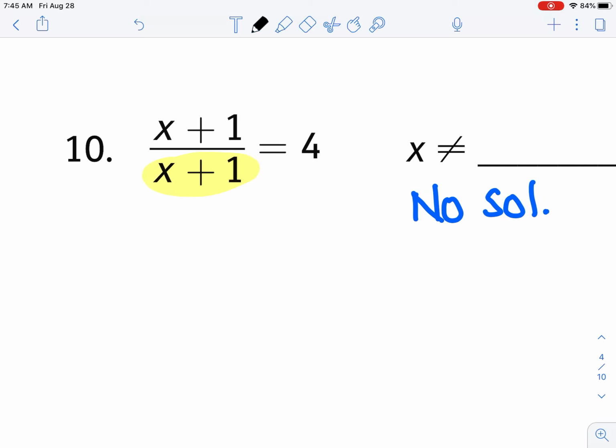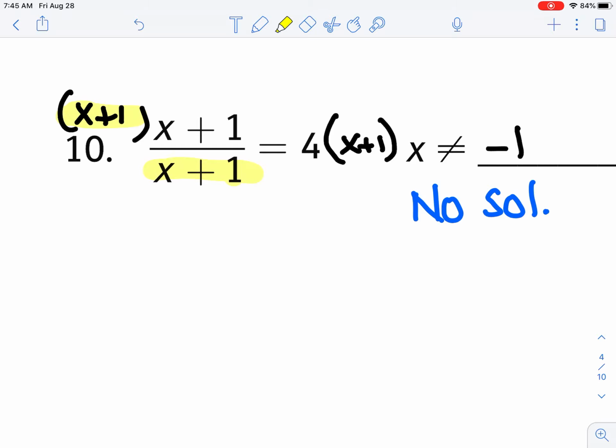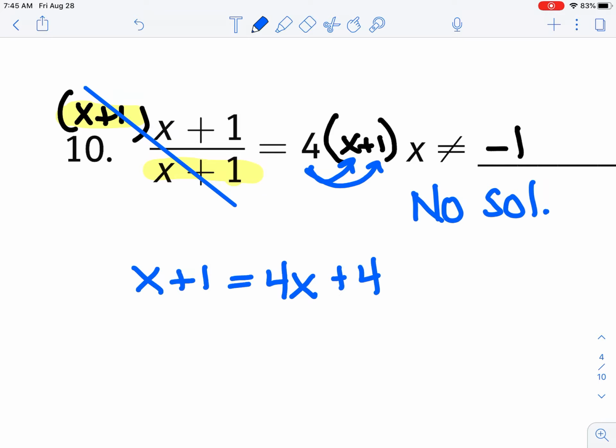Well, first off, I've got to find my excluded value. The opposite of a positive 1 is a negative 1. So x cannot equal negative 1. So I got my excluded value. Now, we're going to clear the fraction by multiplying both sides by x plus 1, because we want to clear the fraction. So anything divided by itself is 1, and we're left with x plus 1 equals 4 times x is 4x. 4 times 1 is a positive 4.